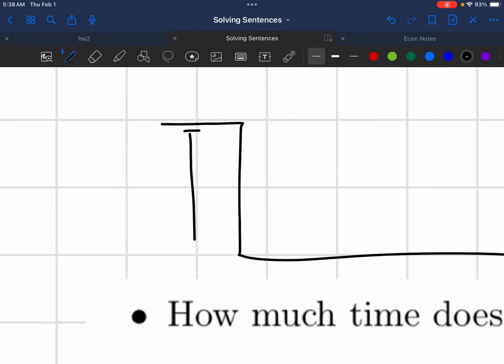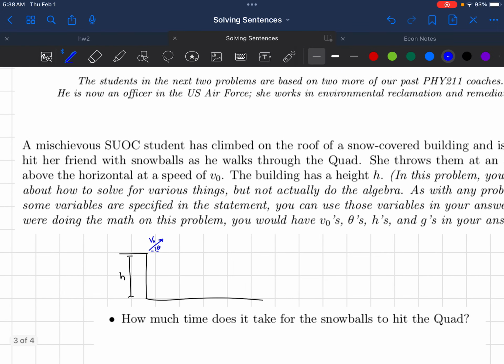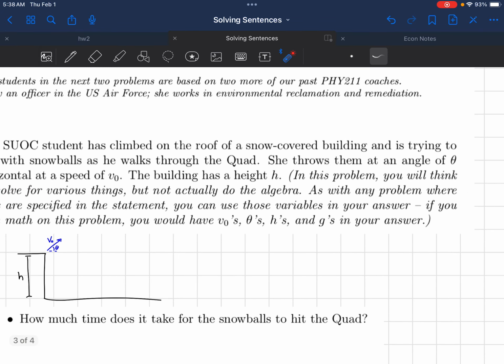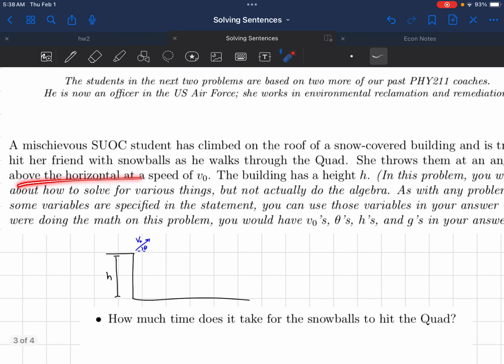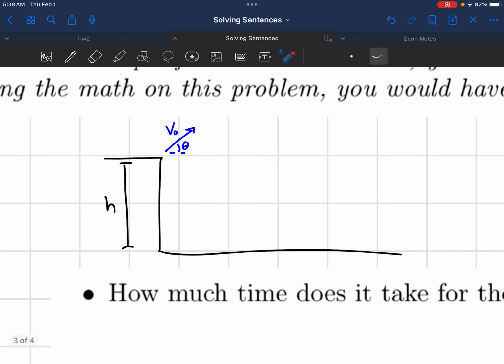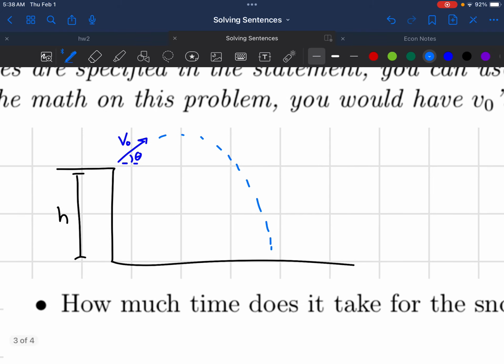So I can define the height of the building as h. I can draw my initial velocity vector at an angle theta above the horizontal. Whenever we're given a theta, we want to be thinking about where it's given between. It could be an angle of a vector above the horizontal, or an angle from vertical, so we have to be careful about that, because that affects how we set up our triangles. But our general trajectory might do something like that.